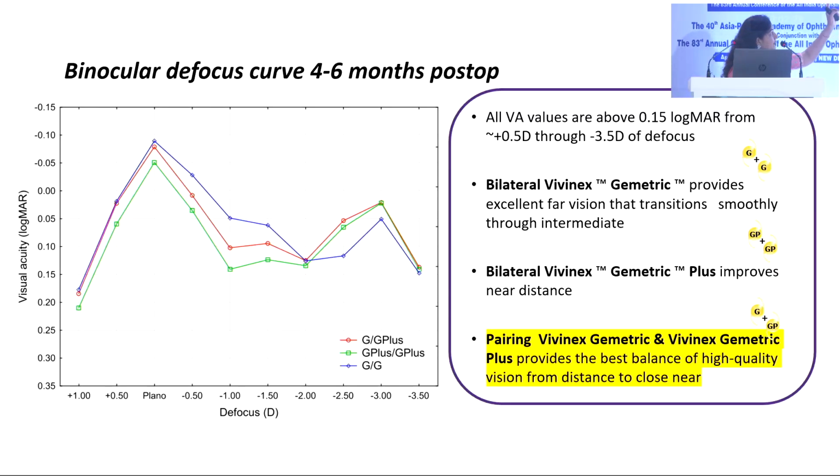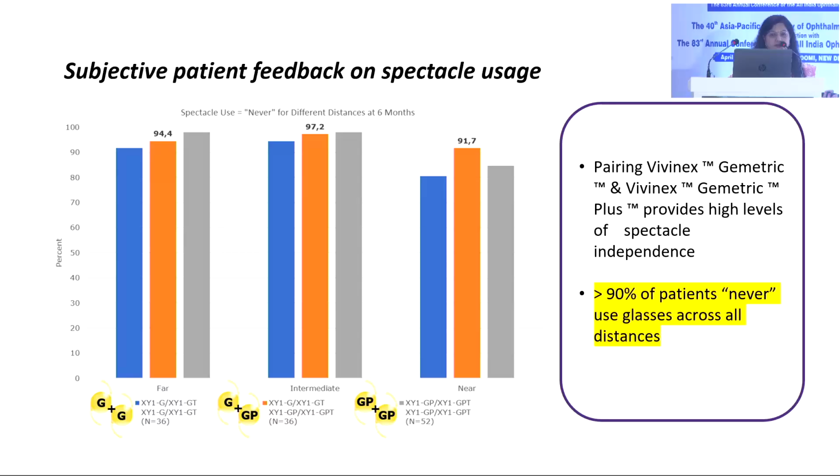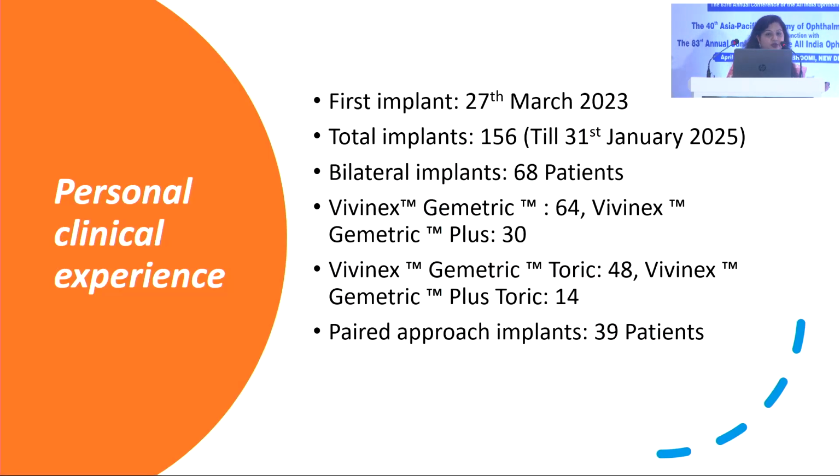So you can see that for distance, you have the maximum visual quality, as well as for the near, it has the tallest peak. So when you combine both of these, you get the best balance of high quality vision from distance to close of near. That does not mean that you cannot use it as a geometric combination or a geometric plus combination. So if you use only geometric, you would definitely get excellent far vision for those who don't probably need near vision. So if you look at the subjective patient feedback, more than 90% never used glasses.